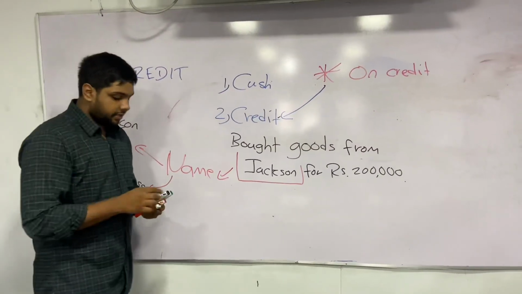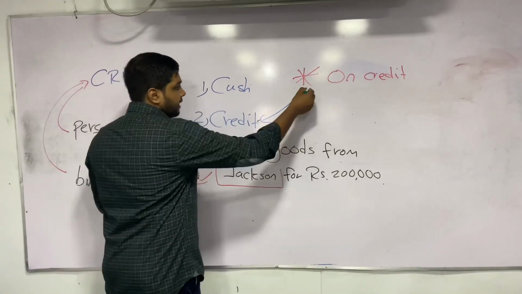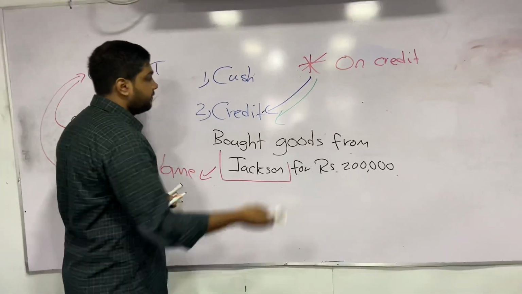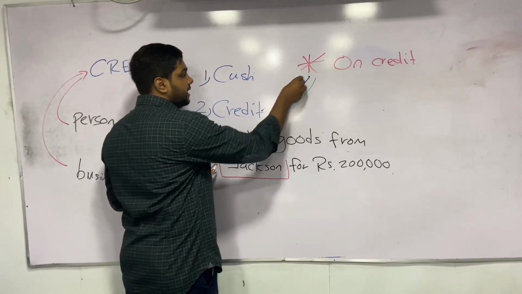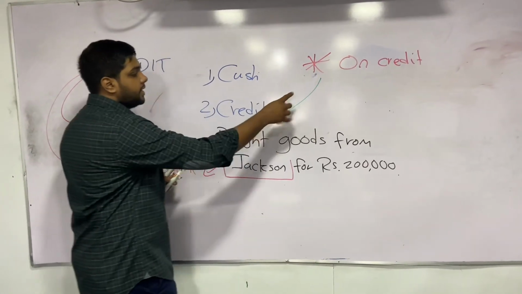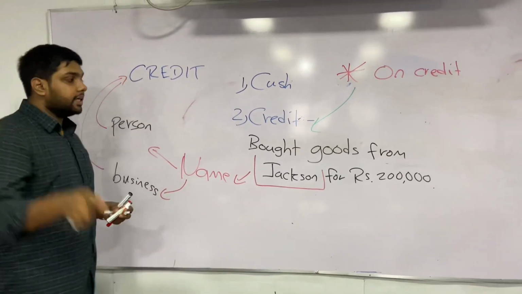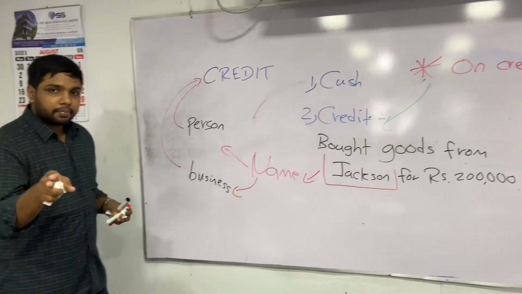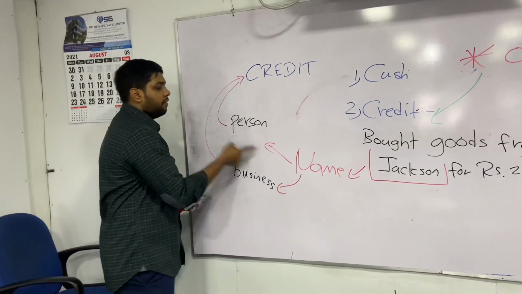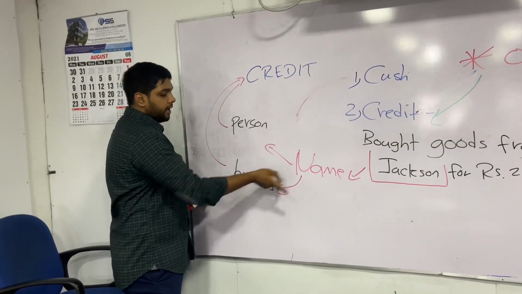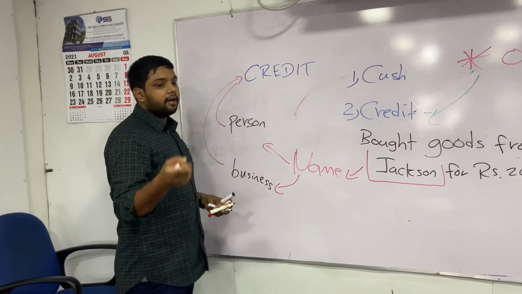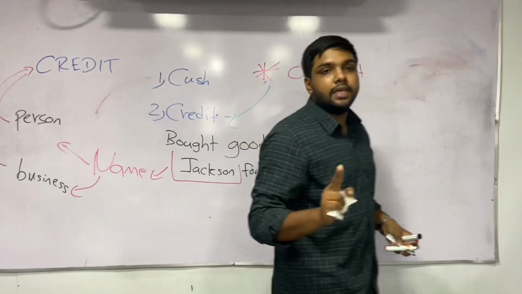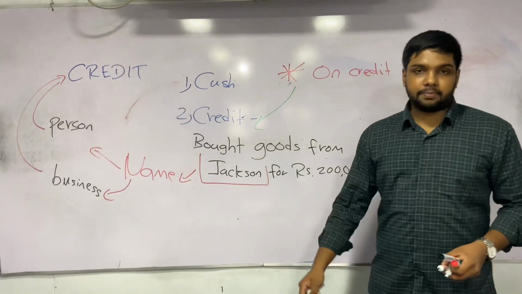I'll use a different color, it will be better. Focus here. If you see the word on credit in a transaction, it will be a what transaction? Definitely it will be a credit transaction. Other than that, if you see the name of a person or name of a business, definitely it will be a credit transaction.